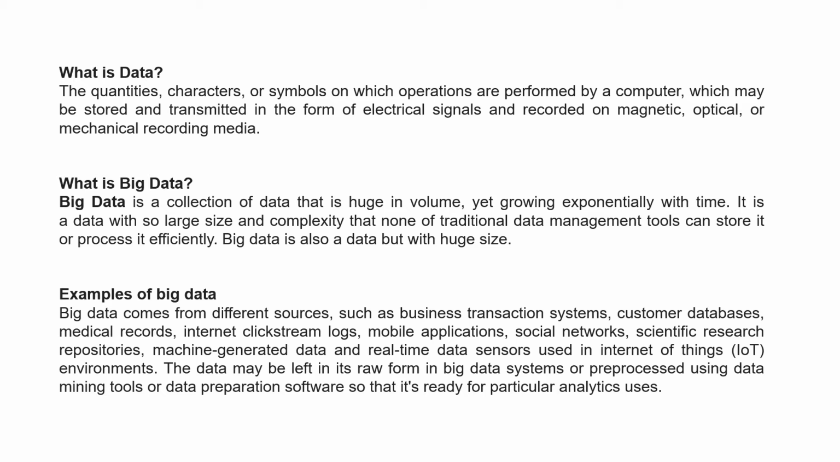Examples of big data: it comes from different sources such as business transaction systems, customer databases, medical records, internet clickstream logs, mobile applications, and so on, and from real-time data sensors used in Internet of Things environments. The data may be left in its raw form in big data systems or pre-processed using data mining tools or data preparation software so that it's ready for particular analytic uses.